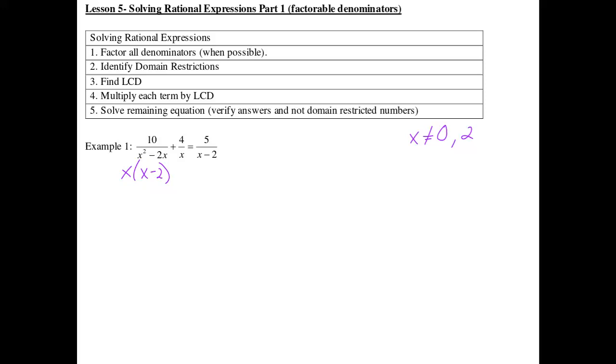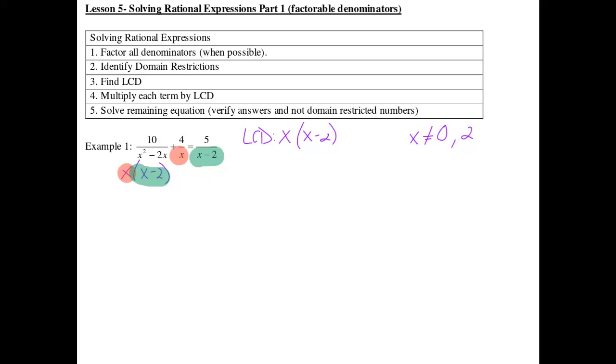Now for LCD, remember that we haven't done this in the last lesson, but we want to highlight things that they share in common. So I see an x here and I see an x here. I also see an x minus 2 here and an x minus 2 here. And if you look, we just highlighted everything. So for my LCD, I need an x for the red highlight and I need an x minus 2 for the green highlight, and that's it. There's nothing extra that I need to tack on to those 2 factors. So the lowest common denominator here is going to be x times x minus 2.